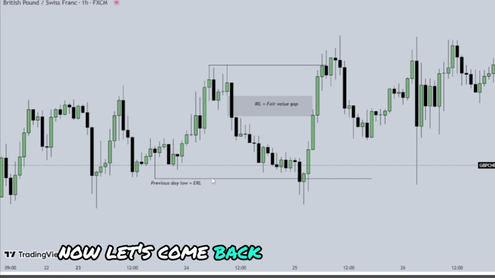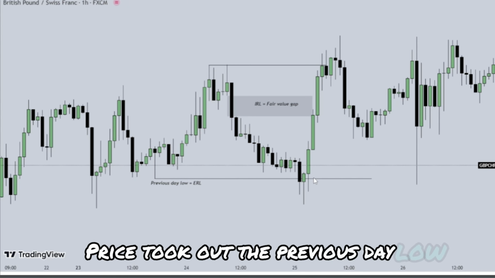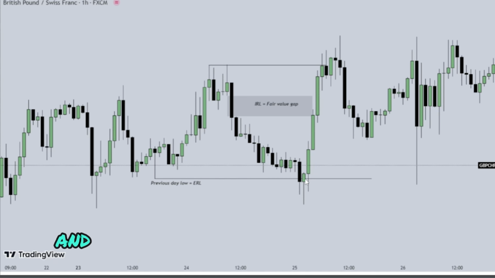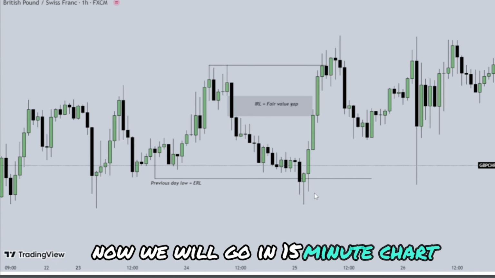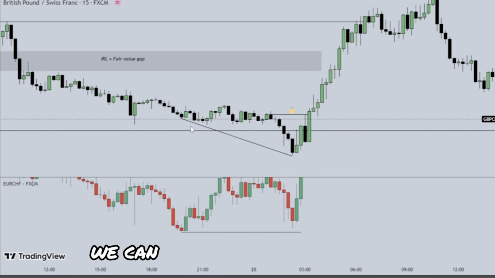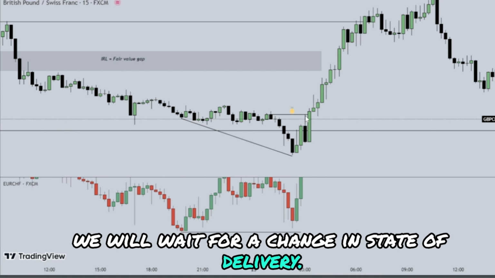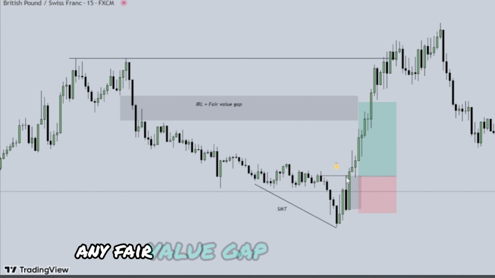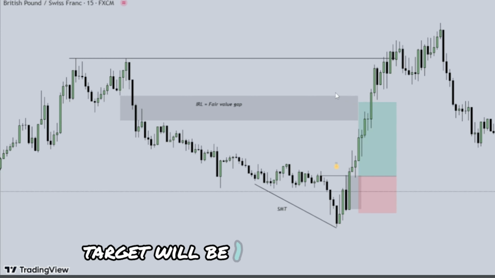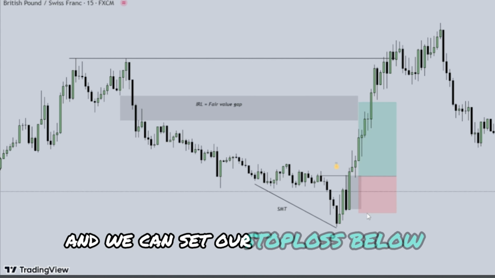Now let's come back to our example. Price took out the previous day low. We look for long entries here and we will target this fair value gap in the 1 hour chart. Now we will go to the 15-minute chart and look for long entries. We can see GBP CHF broke this low while Euro CHF did not break this low. This is SMT between these two pairs. Now we will wait for a change in state of delivery. After that, we can enter our position. We can take entry on any fair value gap or any order block. Target will be the 1 hour fair value gap and we can set the stop loss below this order block.